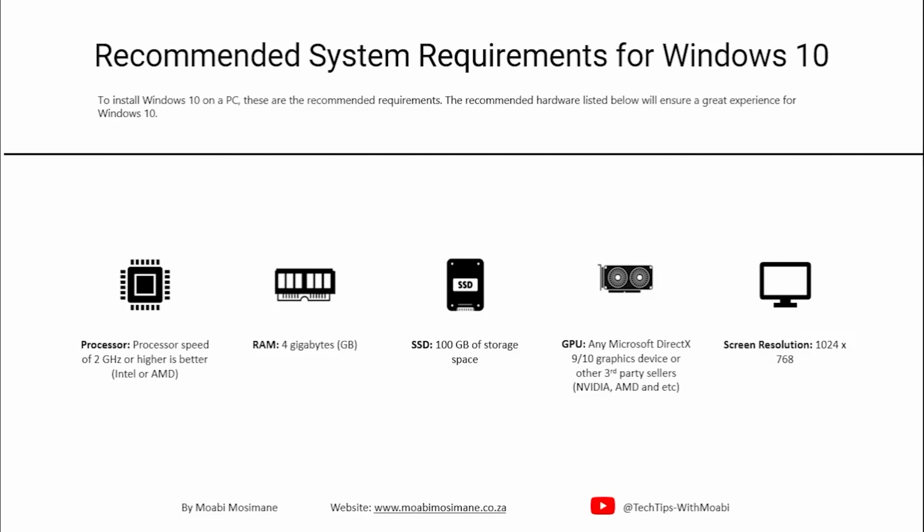To install Windows 10 on a PC, these are the recommended requirements. The recommended hardware listed below will ensure a great experience for your Windows 10. A processor or CPU with a speed of 2 GHz or higher, in this case Intel or AMD will do just fine. A random access memory of 4 GB or higher will be best.